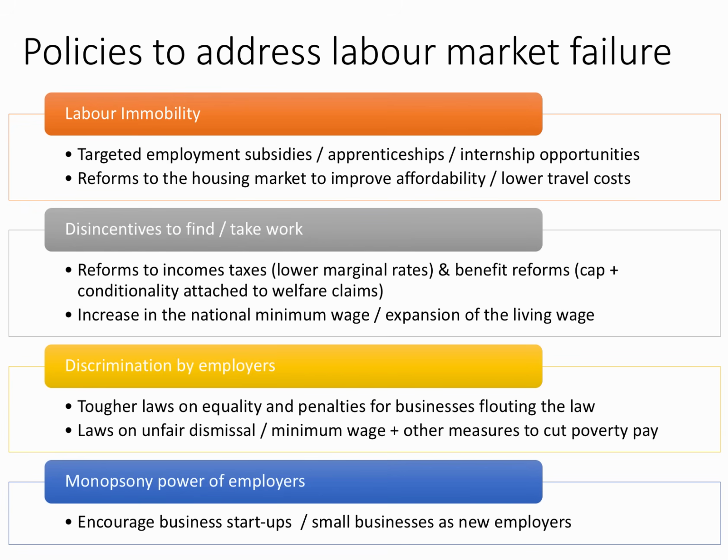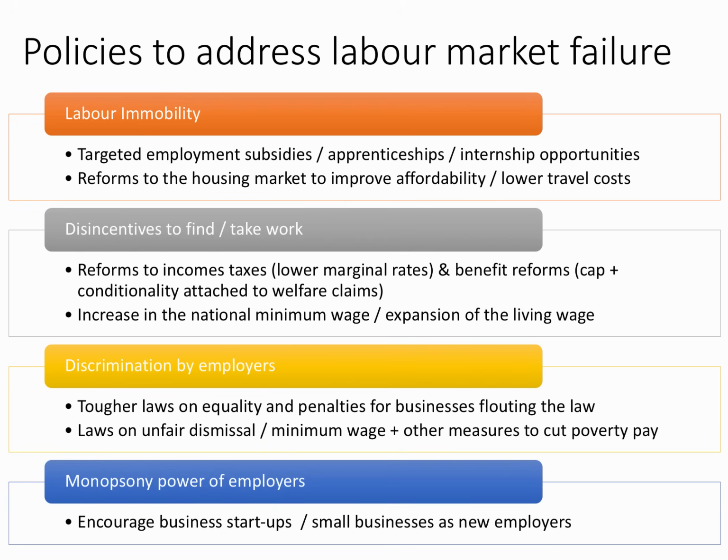On the labour market side, in terms of disincentives, perhaps some economists favour lower income taxes at the marginal rate of less than 20%, for example, or they favour an increase in the tax-free allowance. Some economists favour benefit reforms, capping benefits, and also perhaps attaching more conditionality to welfare claims so that you have to be actively searching for work or being on a training programme. Other economists favour a more interventionist approach and say actually if you raise the minimum wage or expand the living wage, that increases the incentive to work and makes work pay.